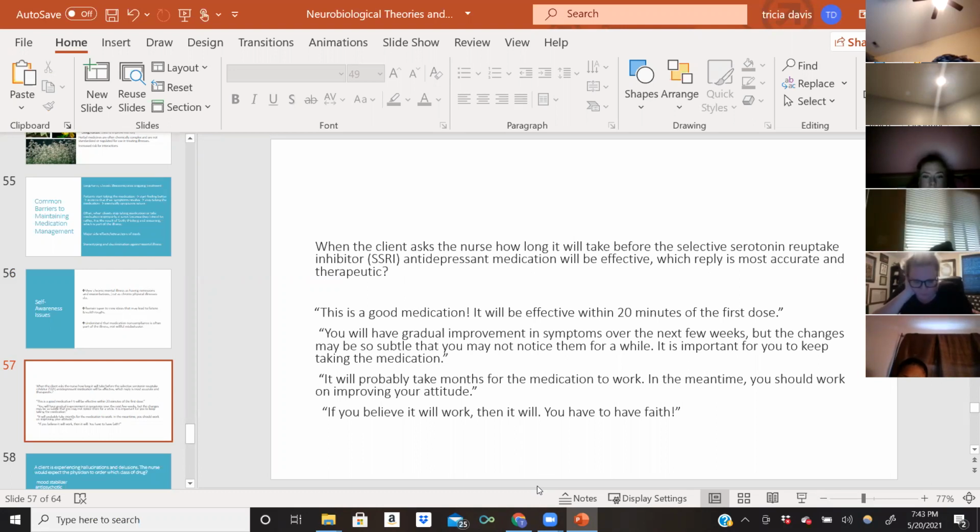B, you will have gradual improvement in symptoms over the next few weeks, but the changes may be so subtle that you may not notice them for a while. It's important for you to keep taking the medication. C, it will probably take months for the medication to work. In the meantime, you should work on improving your attitude. Or D, if you believe it worked, then it will. You have to have faith.